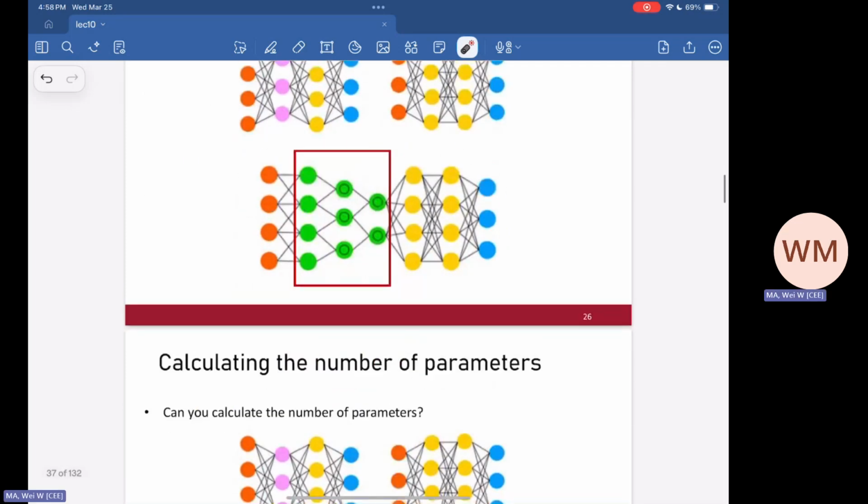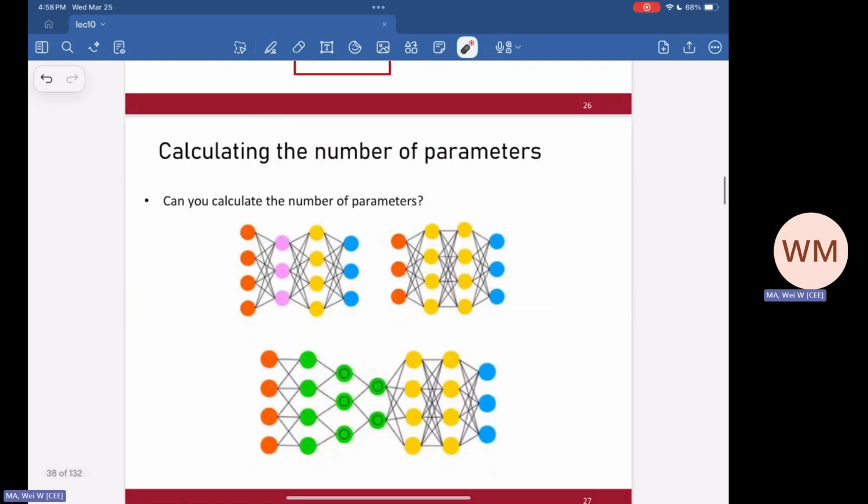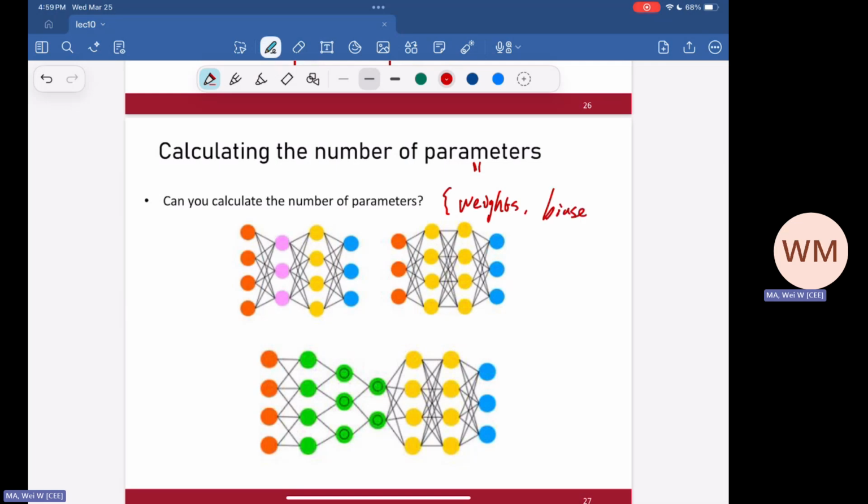So no matter what type of neural network you have, one thing you should be very familiar with is this: I give you a neural network, and you can quickly calculate how many parameters are there in this neural network. When we talk about parameters, there are two, as I just mentioned: weights and bias.